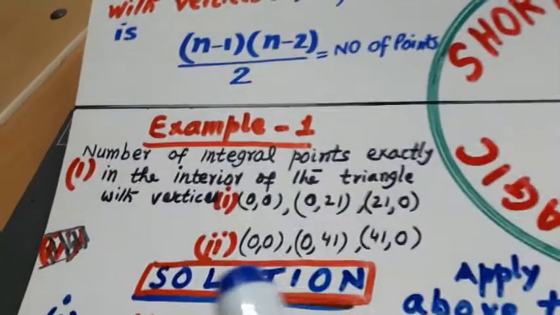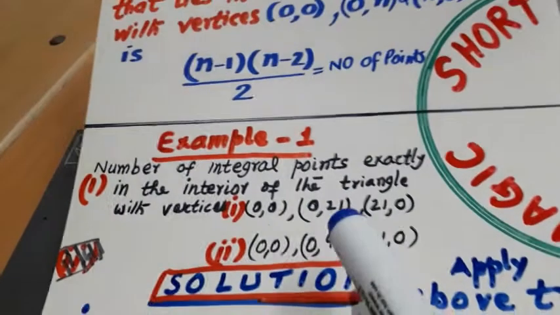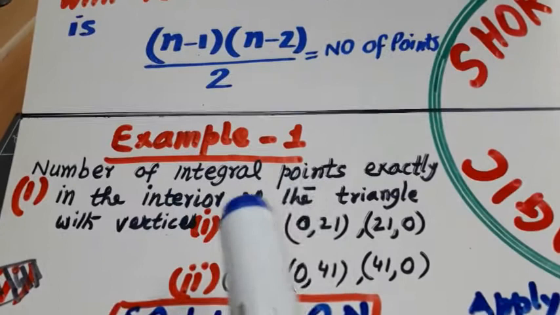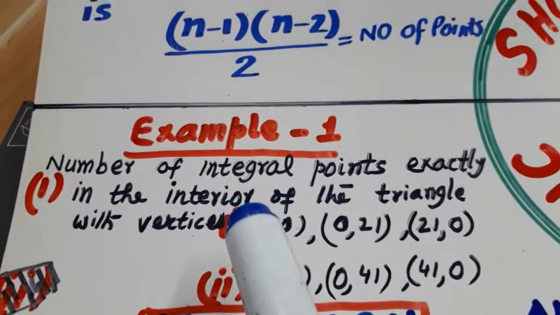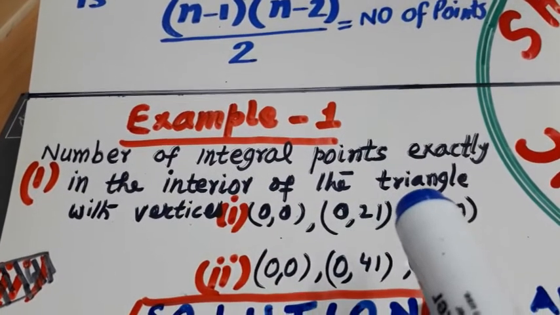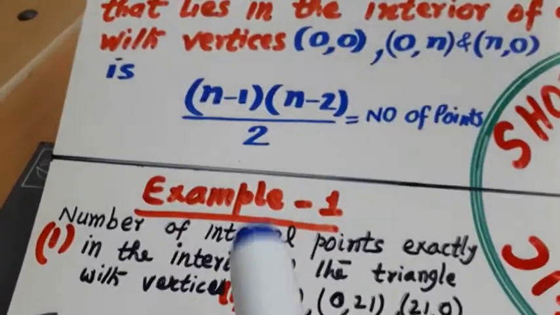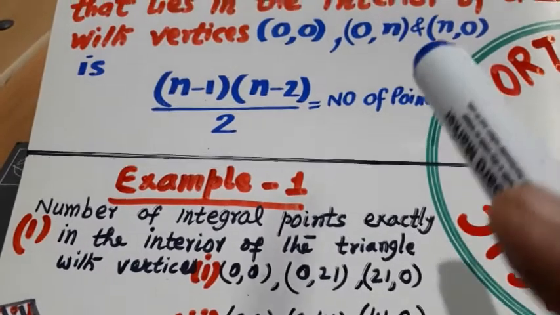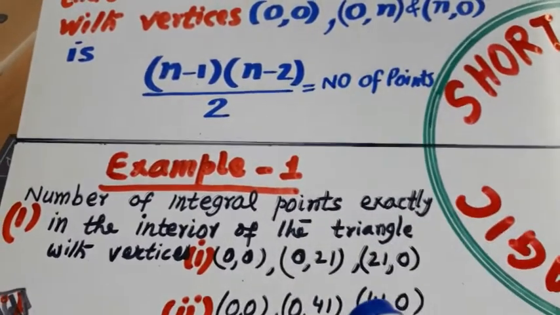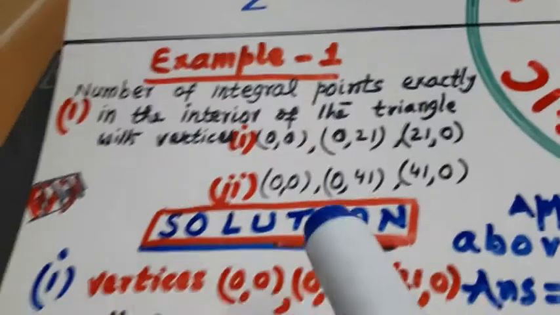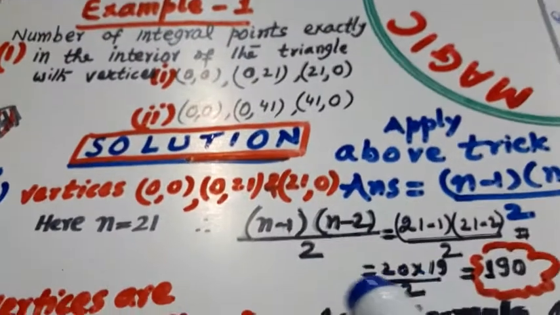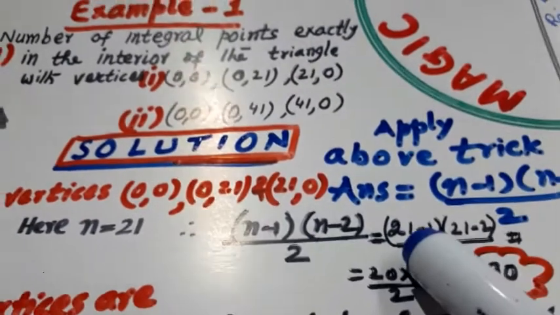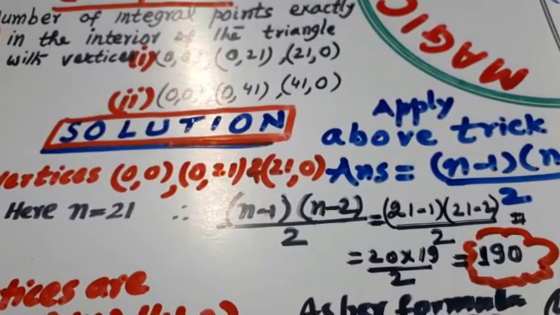Now look here. I have given two examples here. You have to find the number of integral points exactly in the interior of triangle with vertices 0, 0. Look here, 0, 0, 0 n, that is 0, 21, 21, 0, n 0. So n is 21. Put in the formula. Formula is n minus 1 into n minus 2 over 2. Put 21 in place of n and you get 190.